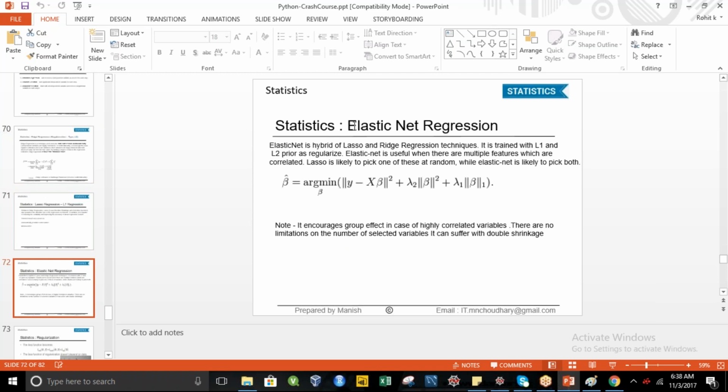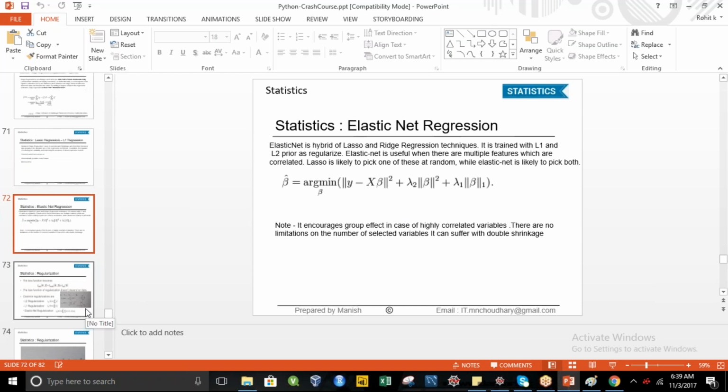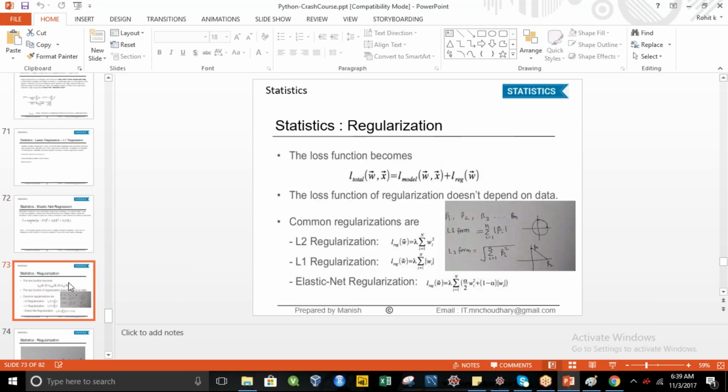But in elastic regression, both are considered, Lasso plus Ridge. So it is a combination, you can say in this way, of Lasso plus Ridge regression both. I'm going a little fast so that I will not bore you people. And regarding regularization, there are three types: one is L2, L1, and elastic net. I just copy-pasted here, because I did not find any diagram.